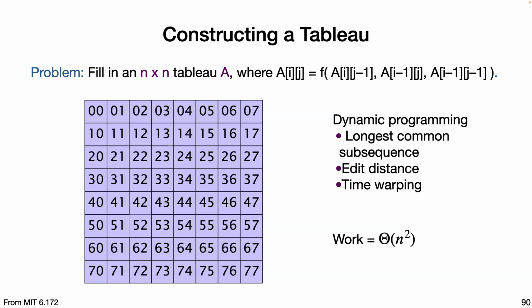So often, for example, edit distance or longest common subsequence or stuff like that. Each entry is a function of your left neighbor, up neighbor, and up-left neighbor. Like for edit distance it's substitution and insertion and stuff like that. So we have to fill this n by n grid, and we want to do it efficiently in parallel. In serial, the work is n squared, because we have to fill in n squared slots. And each one takes constant work, assuming that f takes constant time to do this comparison.